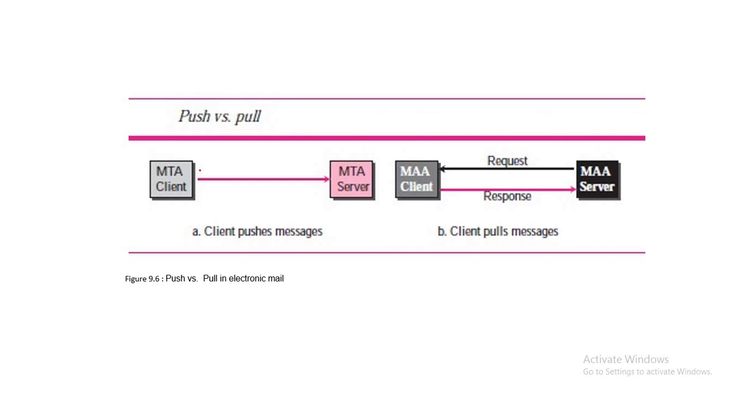Let's see push and pull. There is an MTA client and MTA server. The MTA client is pushing the message toward the MTA server. This process is known as the pushing process. The client pushes a message, whereas here the client is pulling a message. Here there is a client and there is a server. If you want to really understand this pulling process, let's just reverse this figure. Consider that here is a server.